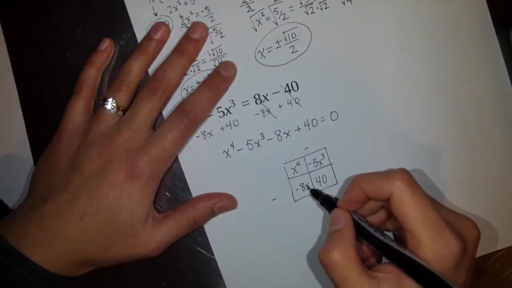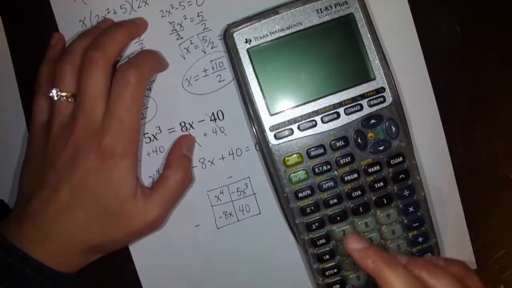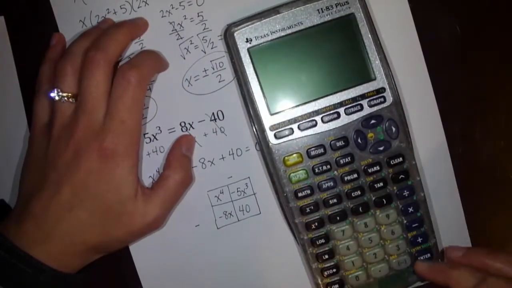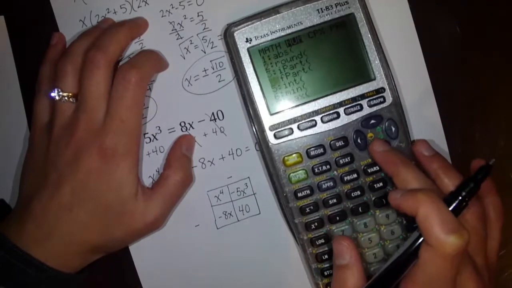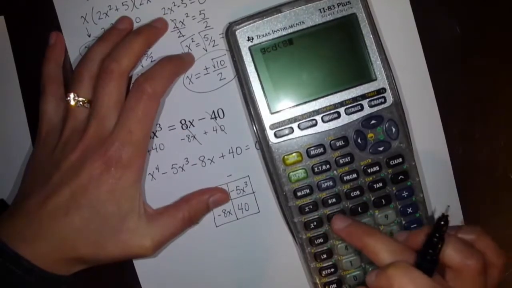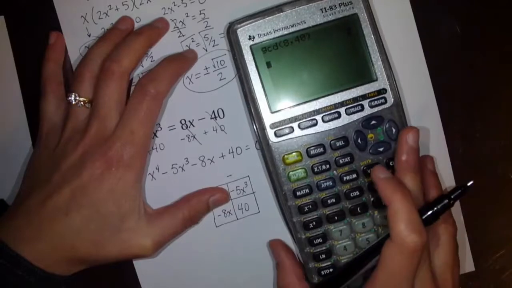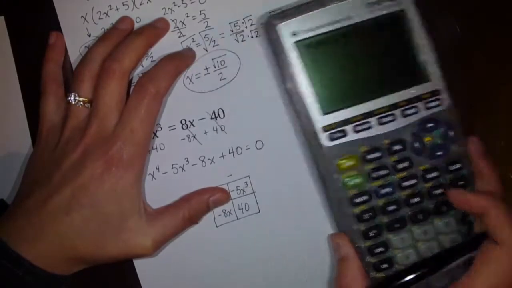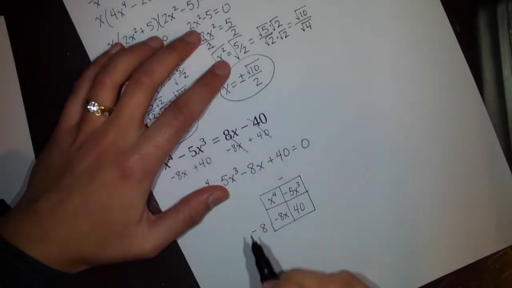So the GCF between 8 and 40, you could use your calculator for that. Remember, you need to turn it on. That would be the math key over to number, down to GCD, and I could just do 8, 40. So my GCF would be 8, and it's a negative 8.